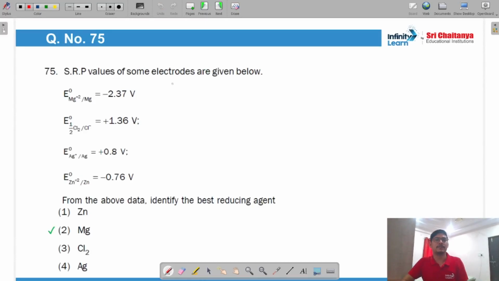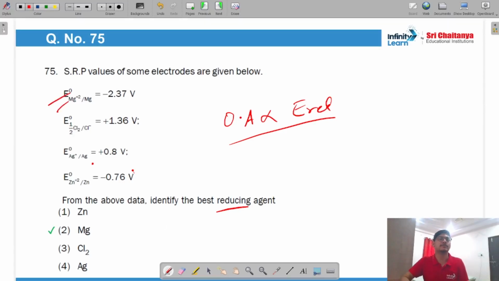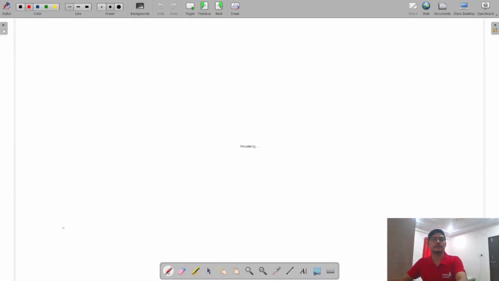Standard reduction potential values are given, and all are reduction potential values, right? So from the above data, identify the best reducing agent. Remember guys, oxidizing strength is proportional to the reduction potential. So of course, reducing strength would be inversely proportional. So the lowest value is what we are talking about here, which is for magnesium. So that is the correct answer.